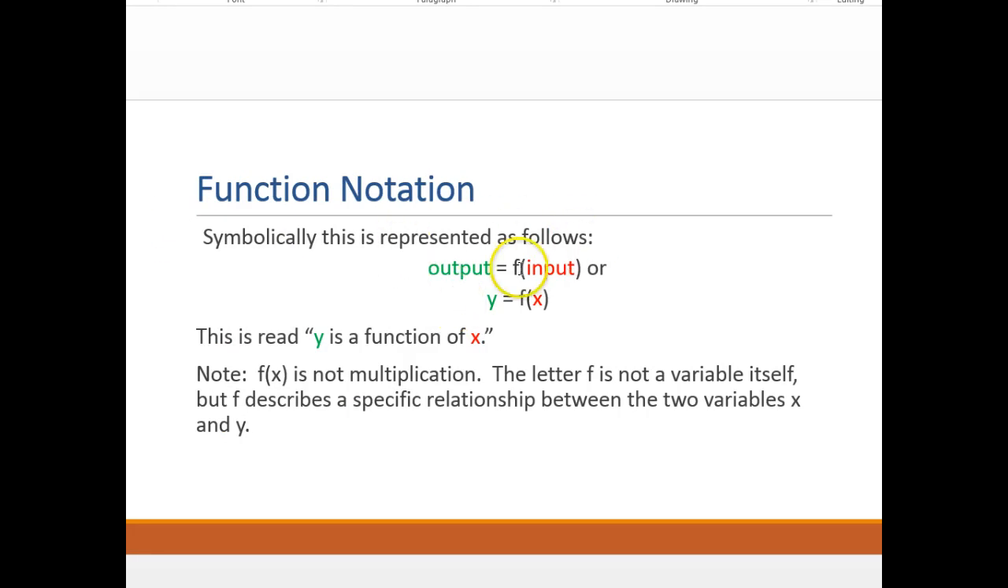Symbolically, we can write it like this. The output equals a function of the input, or y equals f of x. Y is a function of x. That is how we would read this. Please note that f and x are not being multiplied. F is not a variable unto itself, but it describes a specific relationship between the two variables x and y.